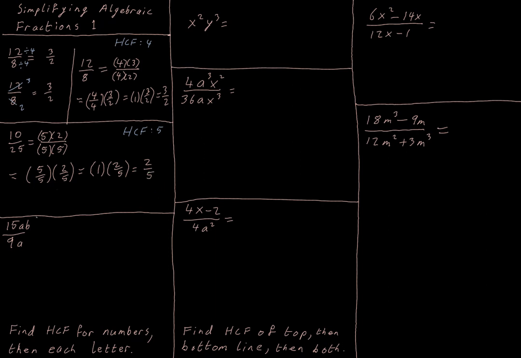Now I can start to do the same thing with algebra. So I have 15AB. If I have letters sitting next to numbers, it means multiply. So I have 15 by A by B divided by 9 by A. So what's the highest common factor there?